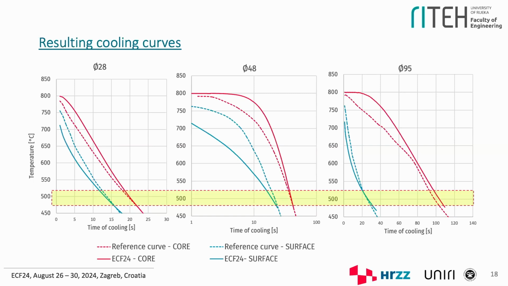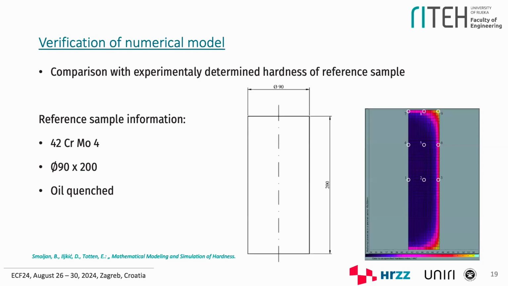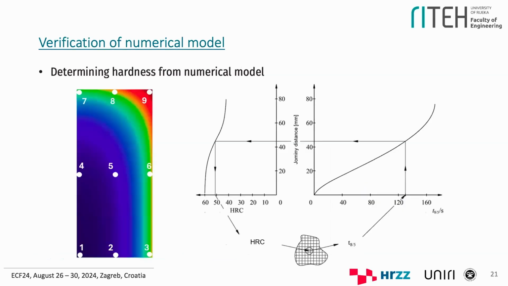But the story doesn't stop here, because even though the curves align, we are not sure if our model is actually able to predict the hardness properly. So here we introduce the reference sample, for which we have experimentally determined hardness in 9 nodes. This is the sample information, so it's different still, but still similar. We adjusted our APDL code according to this information to now simulate this situation. And here are the results.